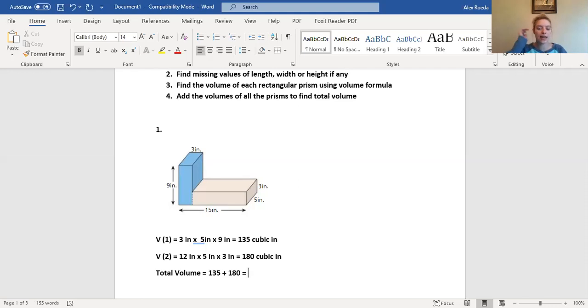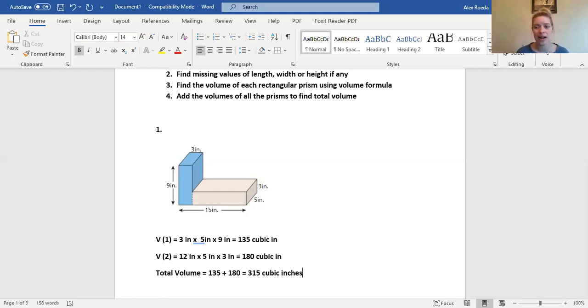And when I add those together, I should get a total value of 360 and 15 cubic inches. So that would be the volume of my composite figure. So if I follow these steps, I should be able to.